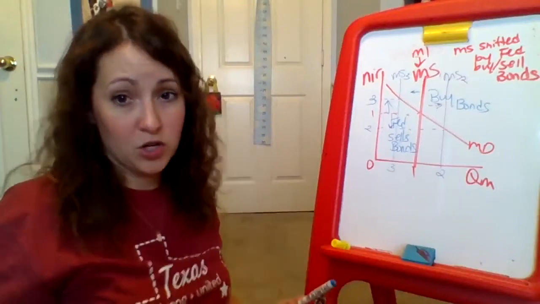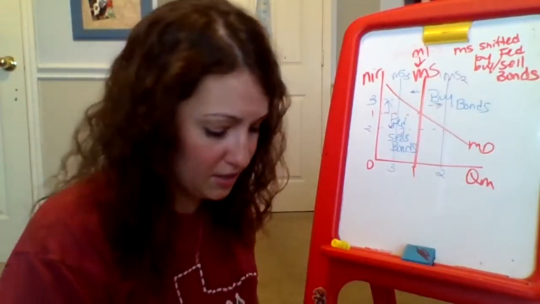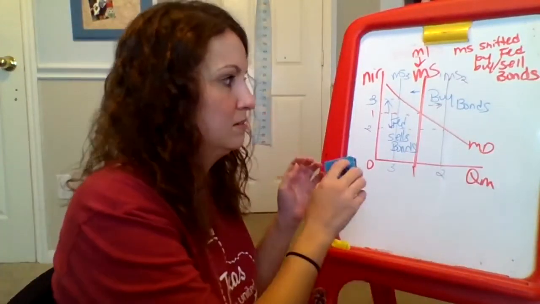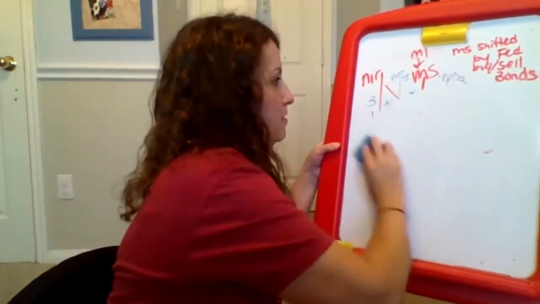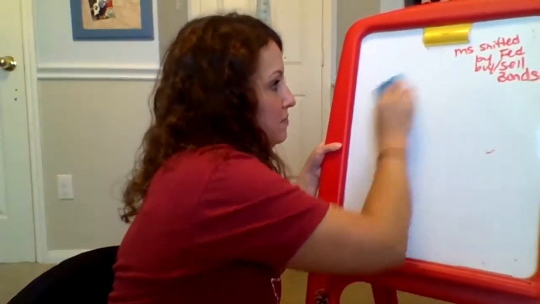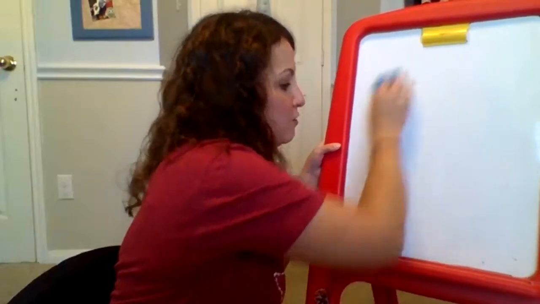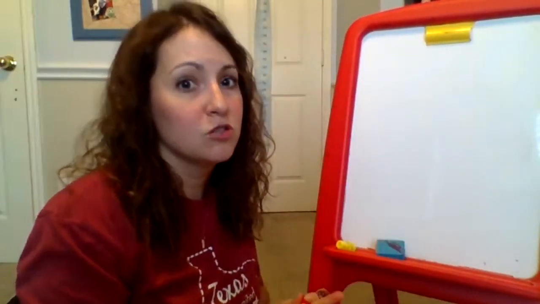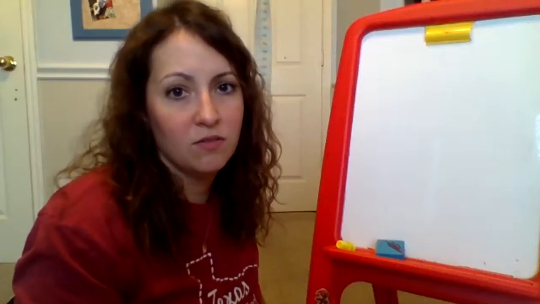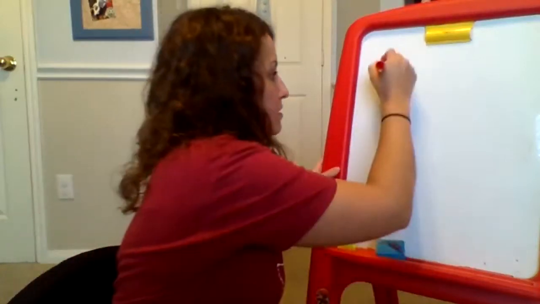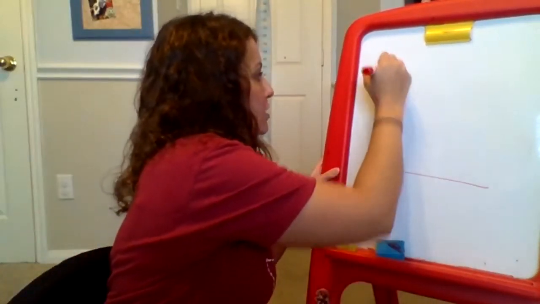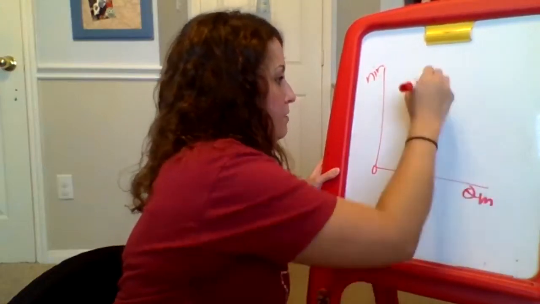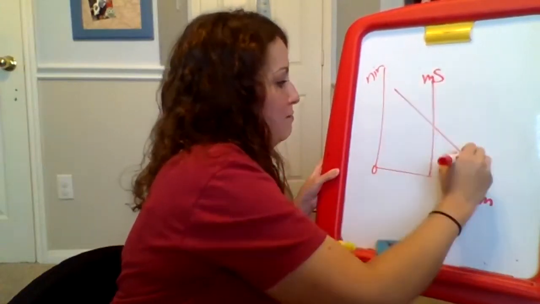That's discretionary monetary policy. Even if the Federal Reserve doesn't buy or sell bonds, interest rates are still going to change because of automatic monetary policy. So we have nominal interest rates, quantity of money, money supply, money demand.